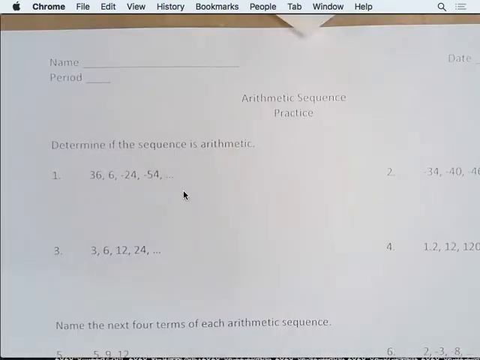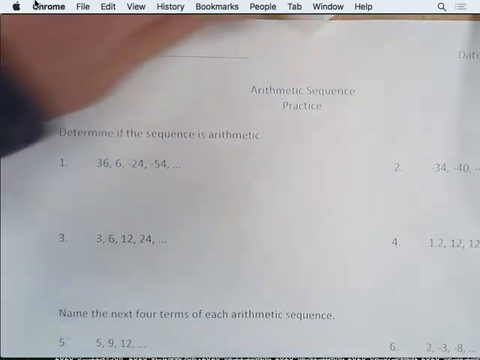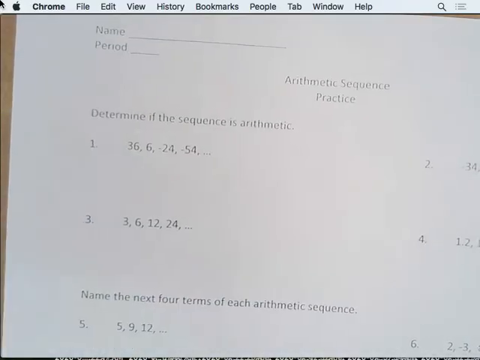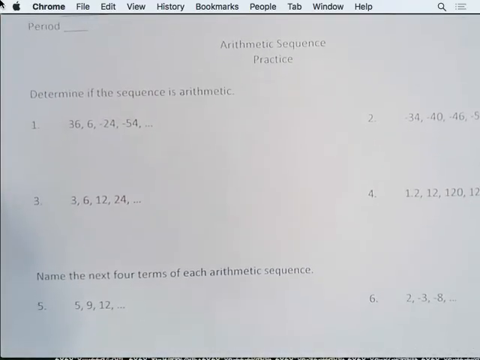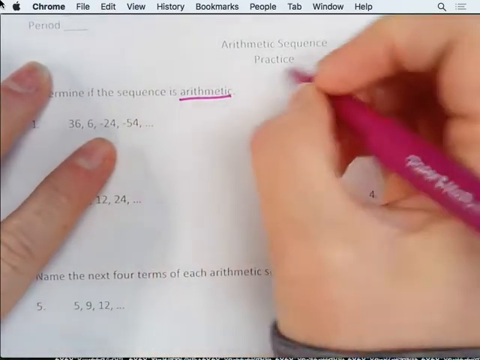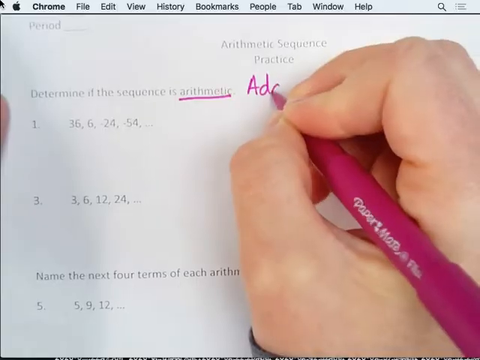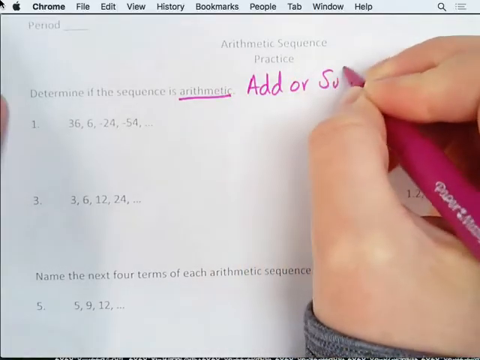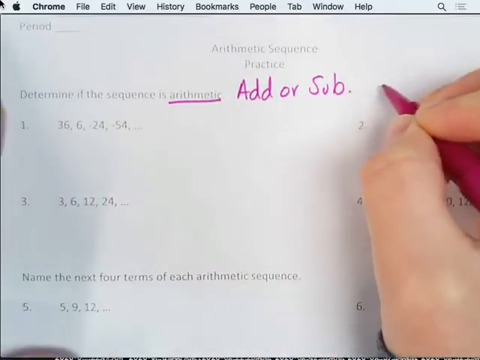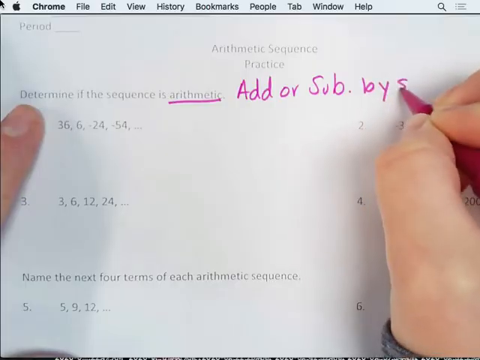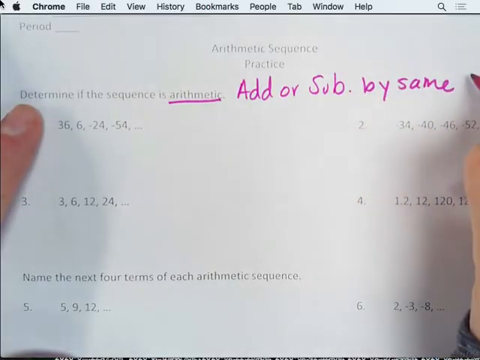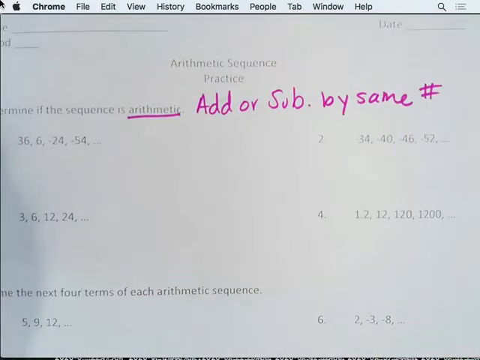Okay, let's look at the assignment that y'all did yesterday. So determine if the sequence is arithmetic. So remember, to be arithmetic, it has to have an add or subtract by the same number each time that you go from one to the next.